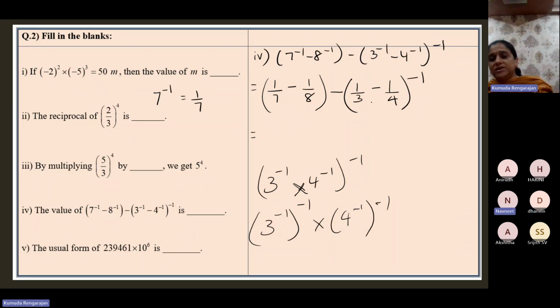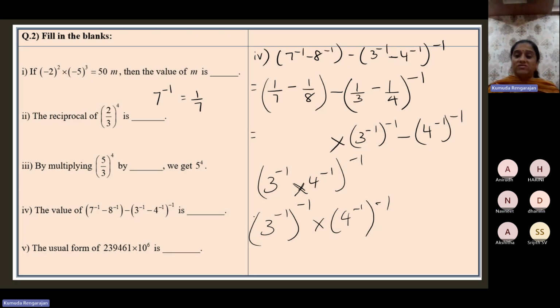But when the connecting sign is minus or plus, you cannot write it as 3 to the power minus 1, minus 4 to the power minus 1, the whole power minus 1. That is wrong. When the connecting sign is plus or minus, you cannot do it. If it's multiplication or division, yes, you can do it. Okay, ma'am.